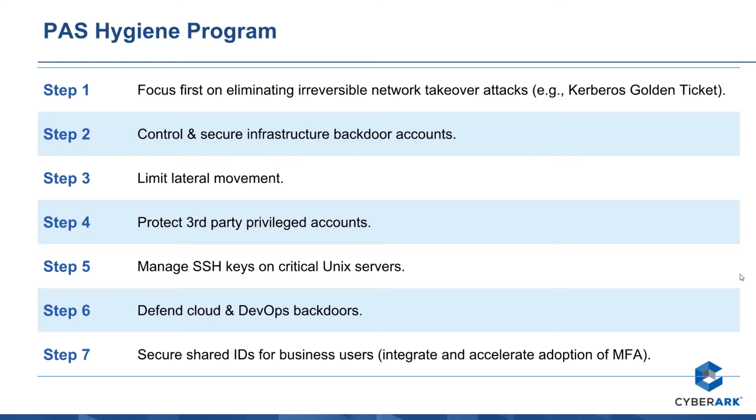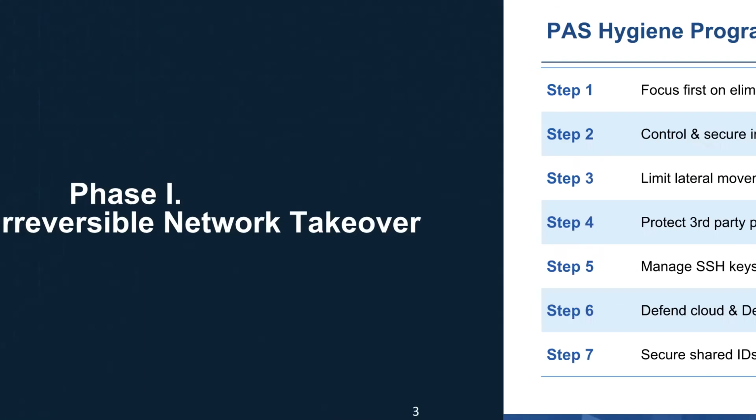So, let's touch on the 7 main points of the hygiene program. Step 1, focus on eliminating irreversible network takeover attacks, e.g. golden ticket. Step 2, control and secure infrastructure backdoor accounts. Step 3, limit lateral movement. Step 4, protect third-party privileged accounts. Step 5, manage SSH keys on critical UNIX servers. Step 6, defend cloud and DevOps backdoors. And Step 7, secure shared IDs for business users, integrating and accelerating adoption of multi-factor authentication.